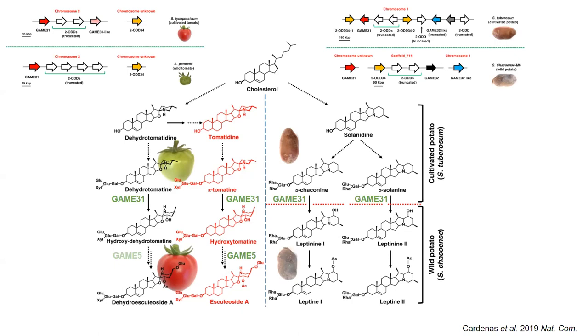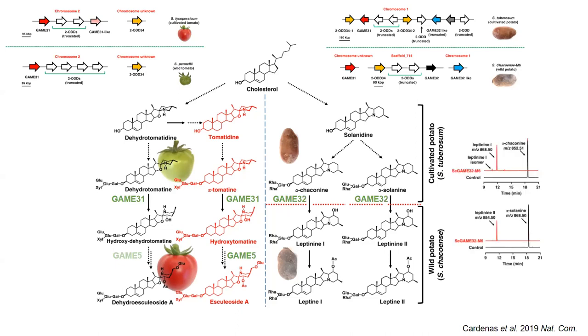But of course, on different substrates. So we searched for GAME31, and we predicted that the homolog of GAME31 should act on alpha-chaconine and alpha-solanine, leading to production of leptine 1 and leptine 2, respectively. But we actually did not find GAME31.